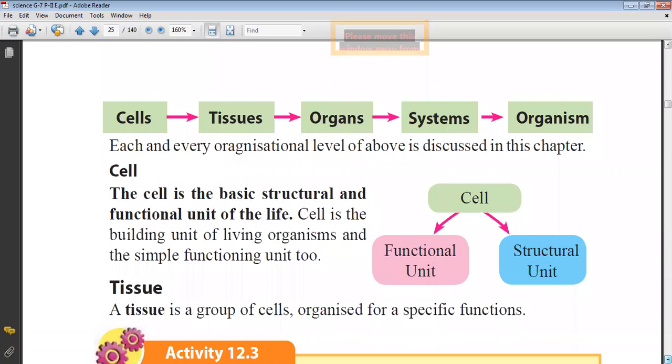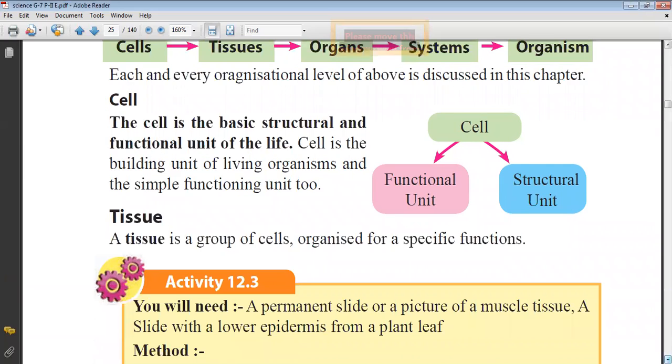Cell. The cell is the basic structural and functional unit of life. Cell is the building unit of living organisms and the simple functioning unit too. So cell is the basic structural and also the functional unit of life. Here we can see the cell is a functional unit and it is also a structural unit.